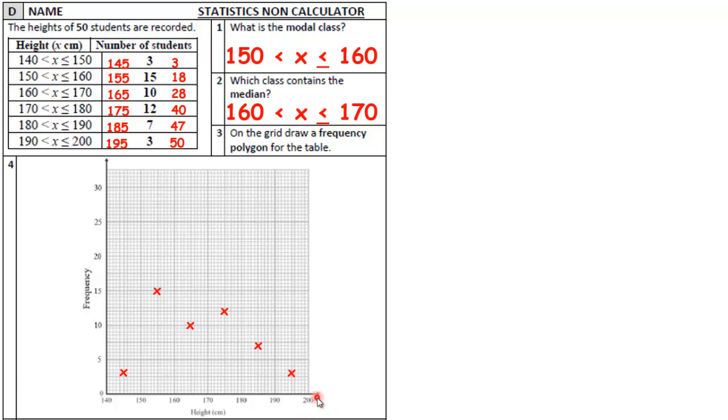Now you need to use a ruler. It is essential you use a ruler and a pencil to join these up. Make sure you join them up, check it over, make sure you do it as accurately as possible.